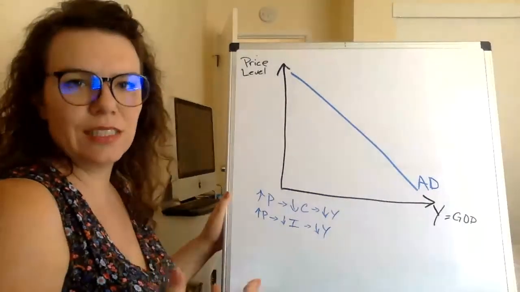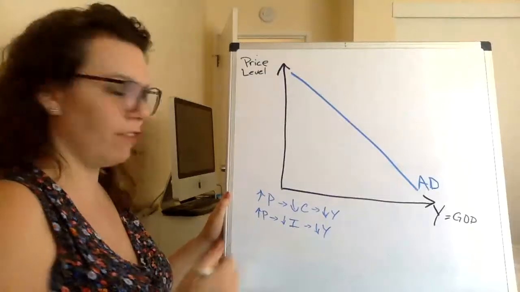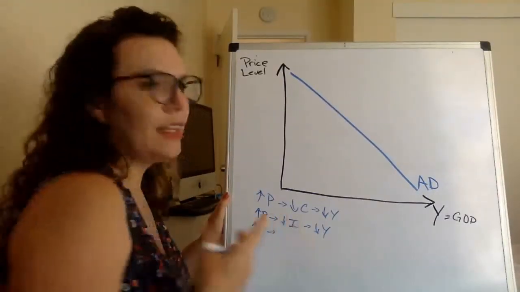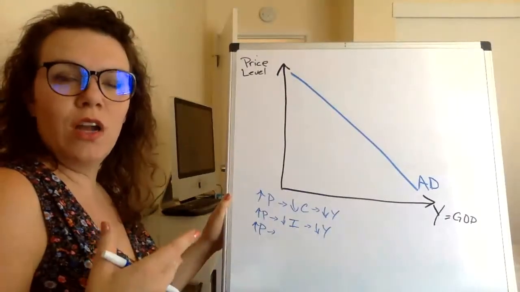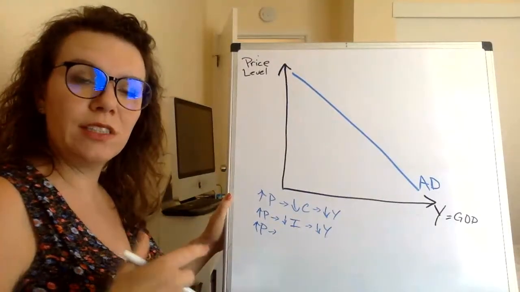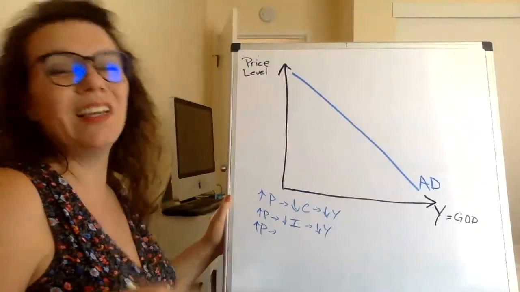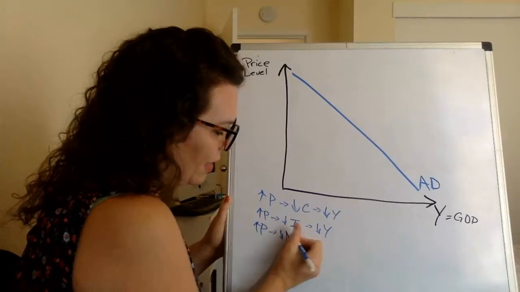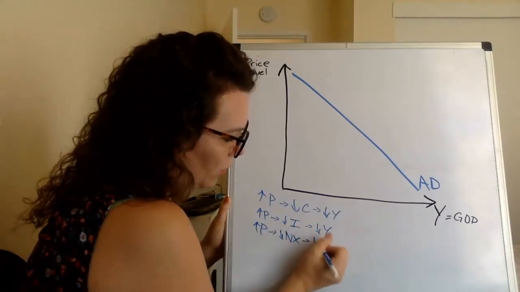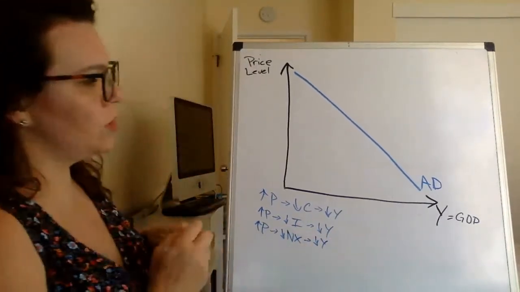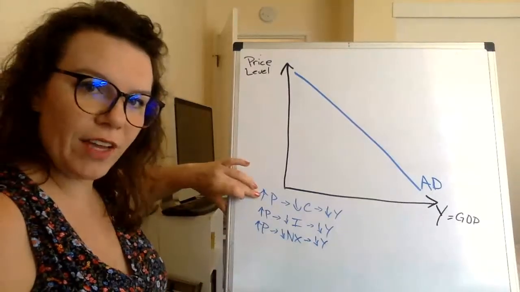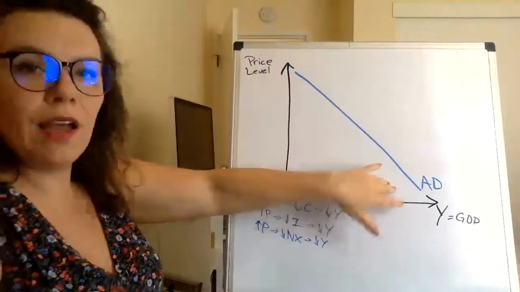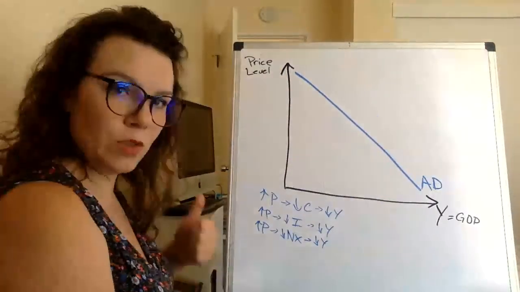And then the last is the exchange rate effect, which says that as the price level goes up, we're going to tend to see the exchange rate, or the US dollar, appreciate relative to other currencies, meaning that the US dollar is more expensive. That's going to make US exports more expensive, and that's going to decrease net exports, which will also decrease Y. So all those three factors, the wealth effect, the interest rate effect, and the exchange rate effect, are why we see a downward sloping aggregate demand curve. So far, so good?